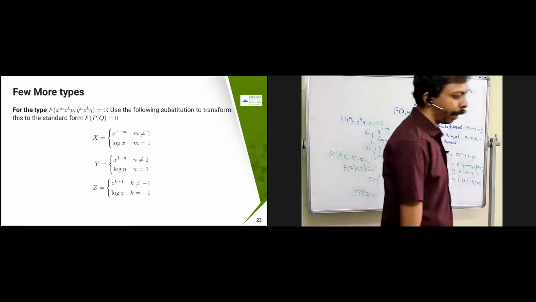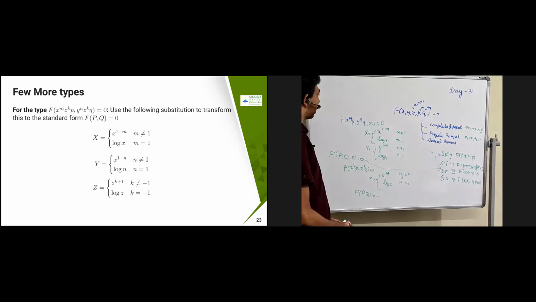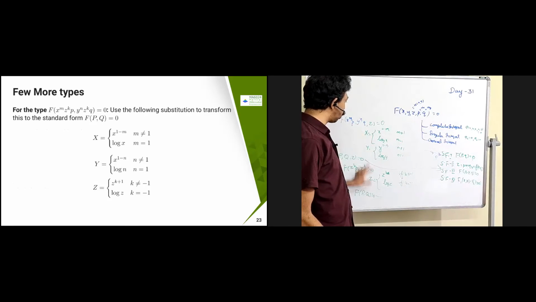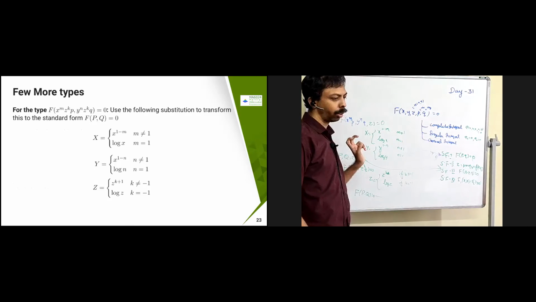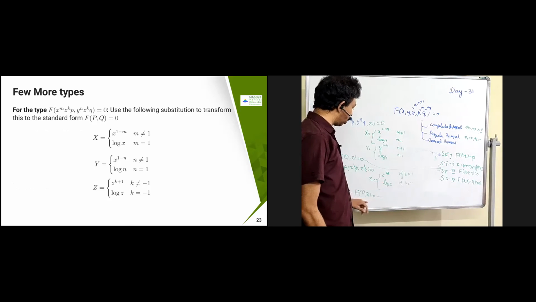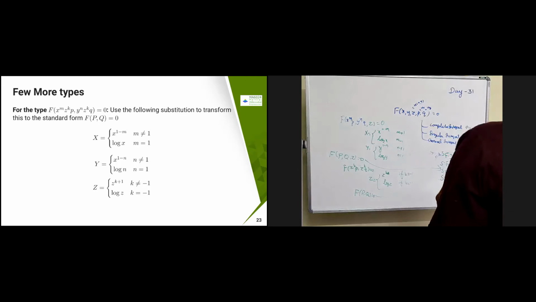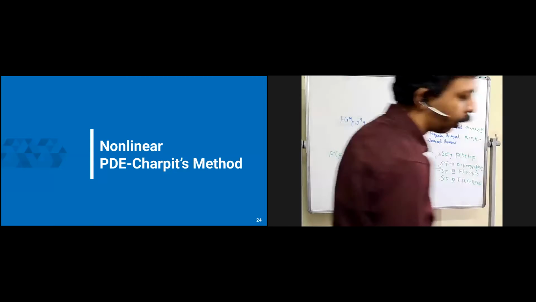Suppose we have x power m into z to the power k p into y power n into z power k into q equal to 0. Then at the same time, you have to put all these three substitutions. Okay, x equal to substitute, y equal to substitute, and z equal to substitute. Then once again, you are going to transition to f of p comma q equal to 0. Okay. Now the next one is called Charpit's method.